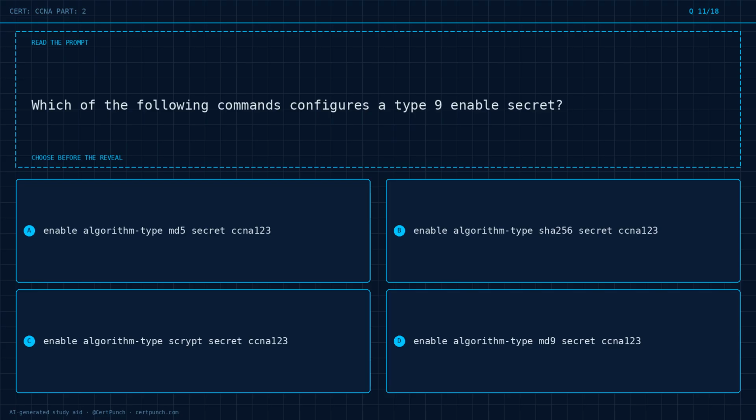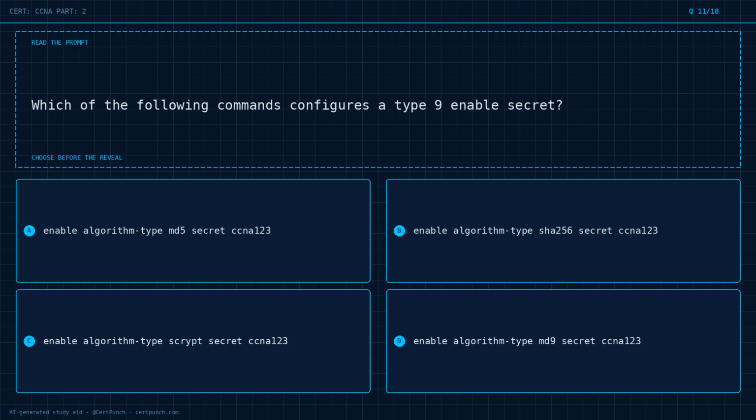Question 11 of 18. Which of the following commands configures a Type 9 enable secret? Option A, enable algorithm-type md5 secret CCNA123. Option B, enable algorithm-type sha256 secret CCNA123. Option C, enable algorithm-type scrypt secret CCNA123. Option D, enable algorithm-type md9 secret CCNA123.